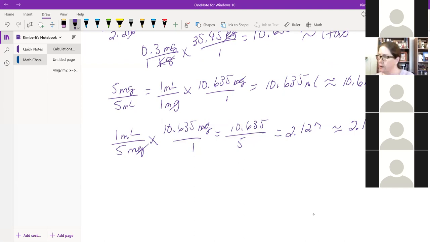There's markings at the... so you're actually going to get somewhere between 2.1 and 2.2 here. Okay, so you're probably going to end up pulling real close to 2.15, but that's okay. You're not overdosing the patient on the second decimal point.